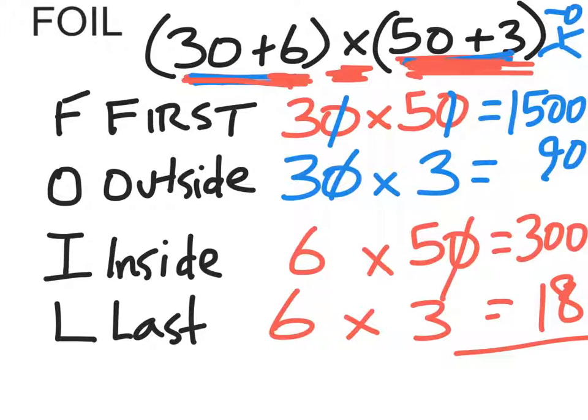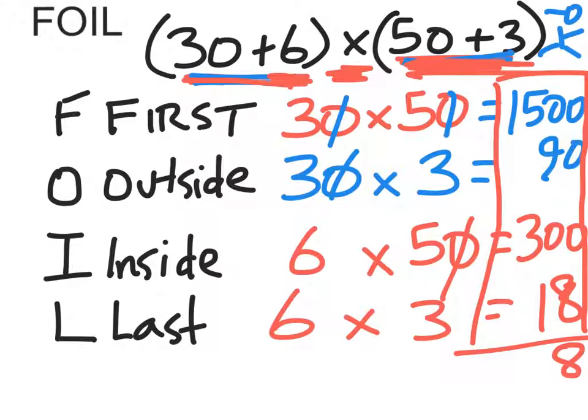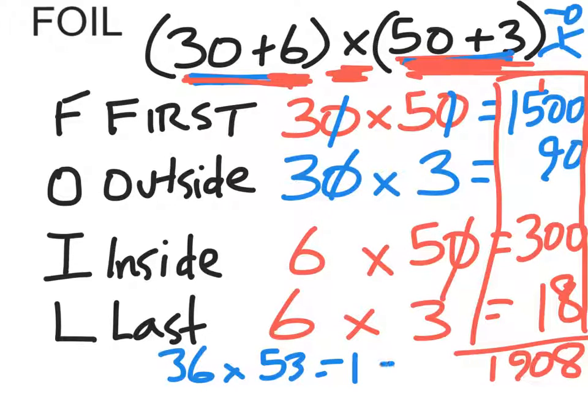Alright. I'm almost done. Now that I've done all that, what I have to do is add up the numbers on the right-hand side. So I want to add up these numbers right here. And I get 1,908. So that means that 36 times 53 equals 1,908. Wow. Let's do another example.